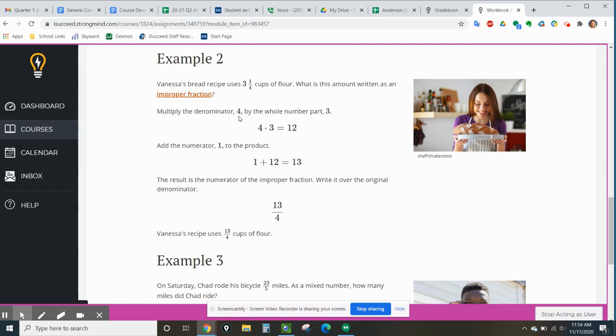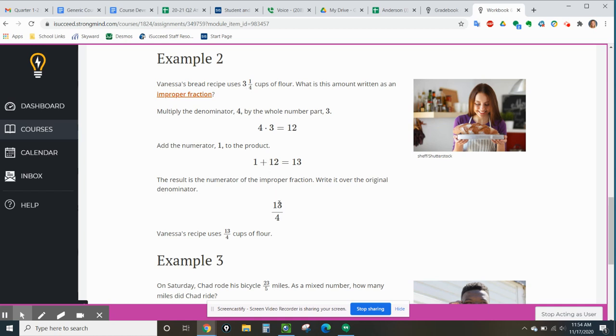Multiply the denominator 4 by the whole number part 3. So I'm going to go 4 times 3. I'm multiplying these two parts right here. That's 12. Then I'm going to add the numerator. I'm going to add this 1 to the product. So that's 13. So the result is our improper fraction, 13/4. So instead of writing 3 1/4, I could write it as 13/4.